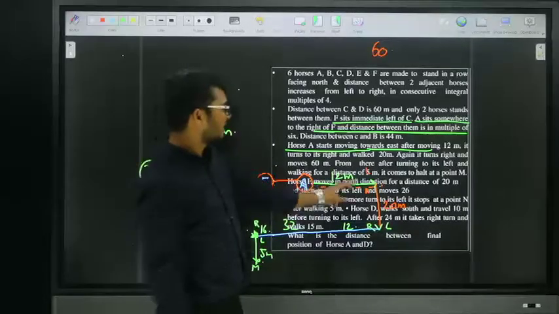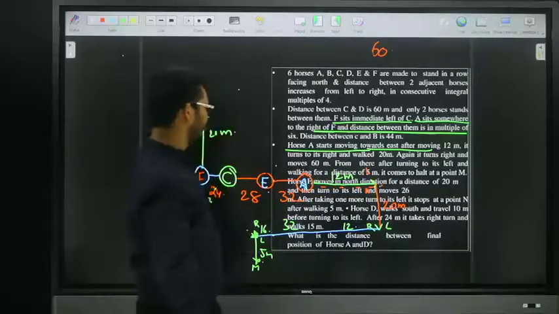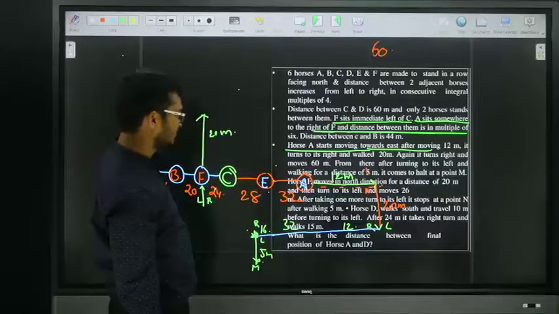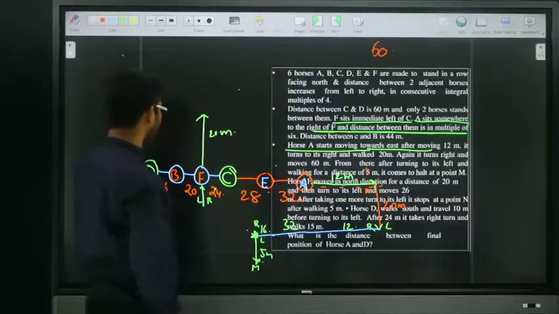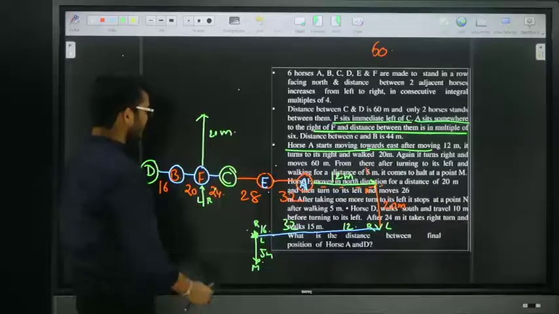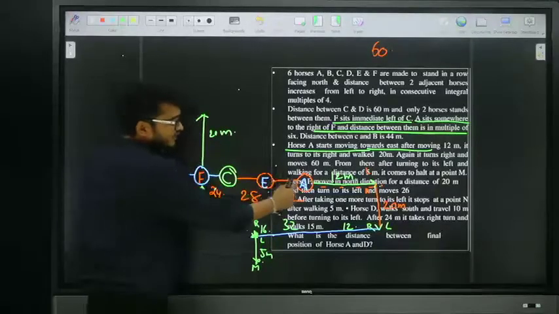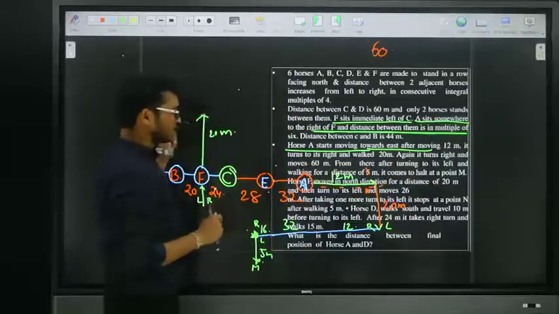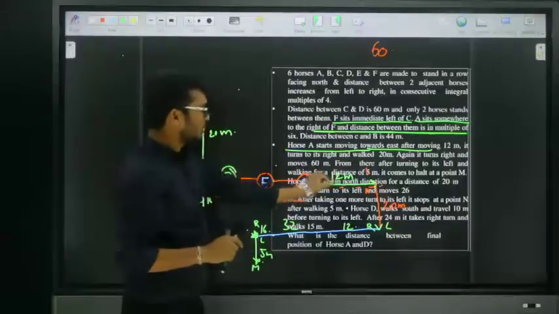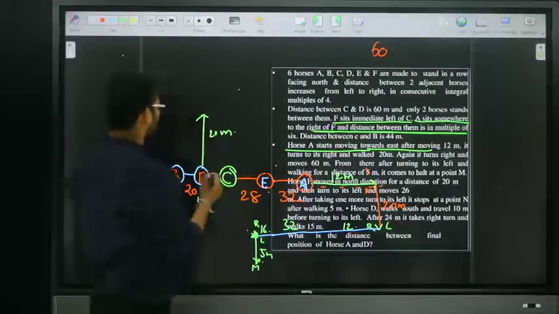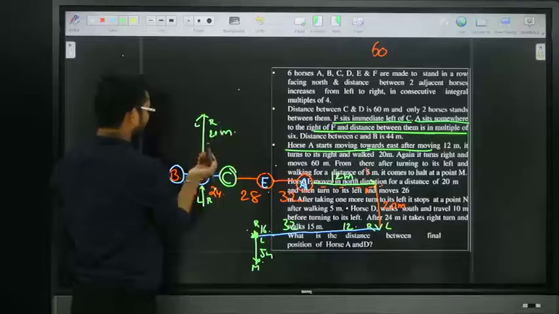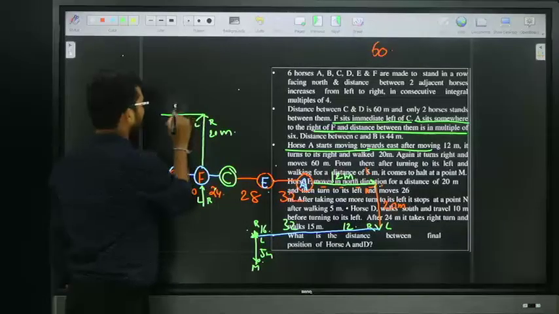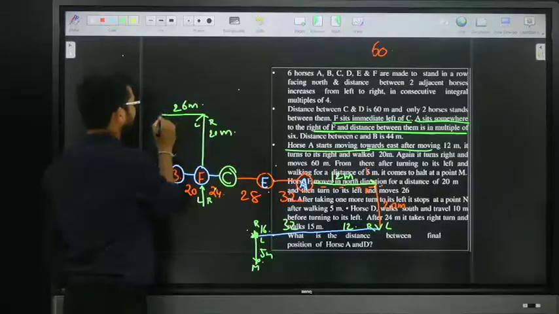RCF moves in north direction for a distance of 20 meters and then turns to its left and moves for 26 meters. That means this one is for 20, so our remaining requirement is 6, and it moves for 26 meters.